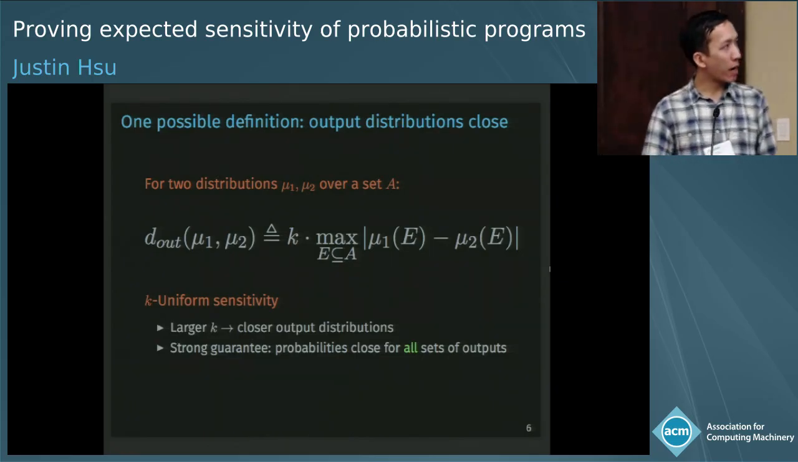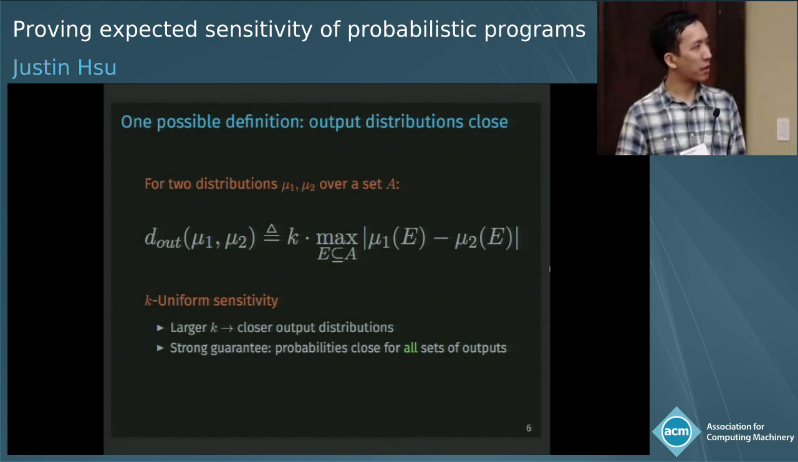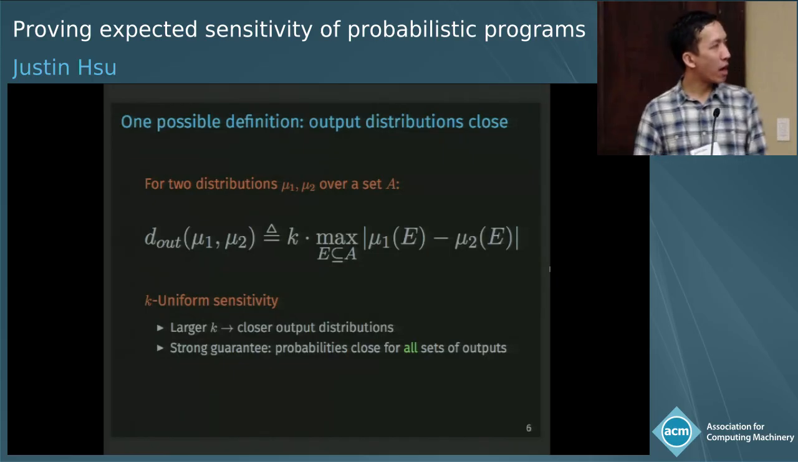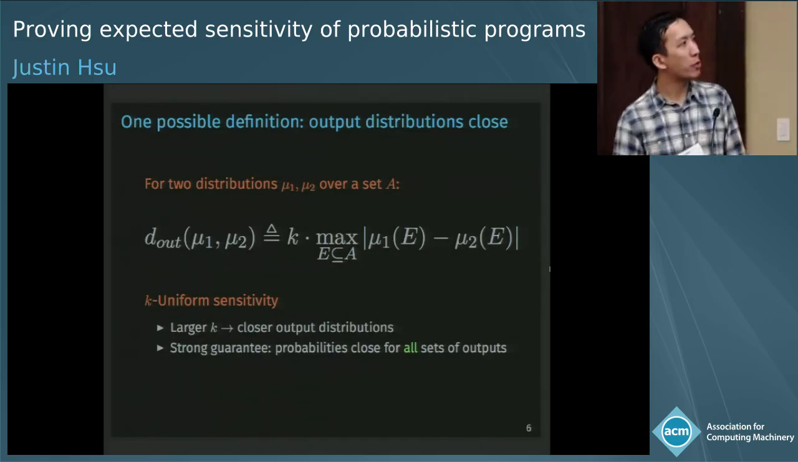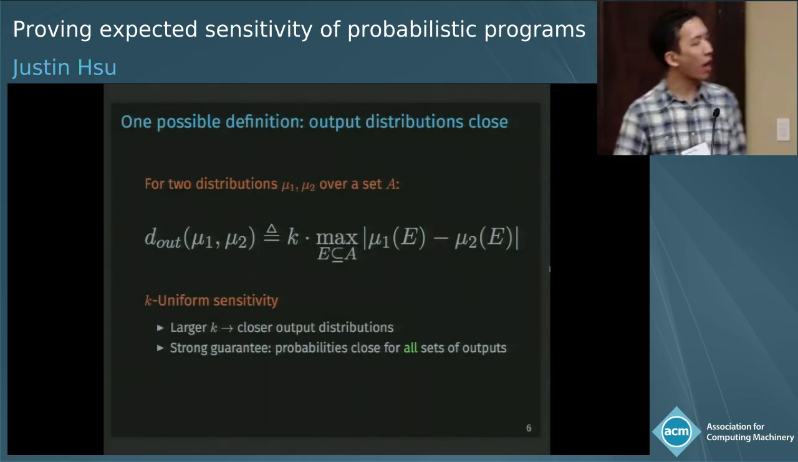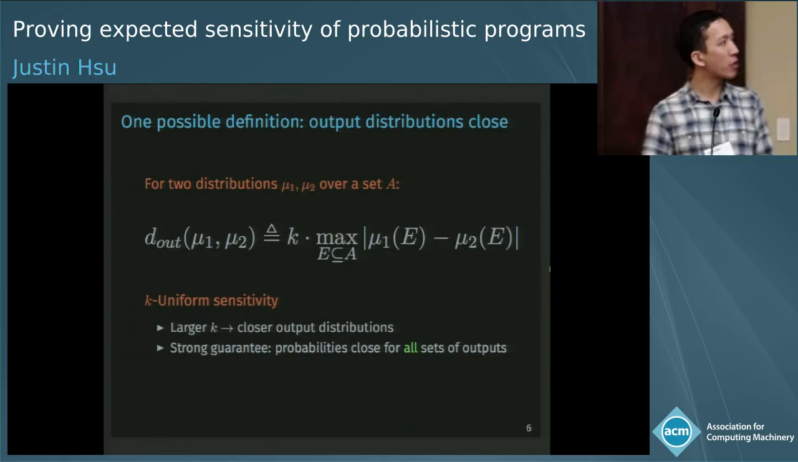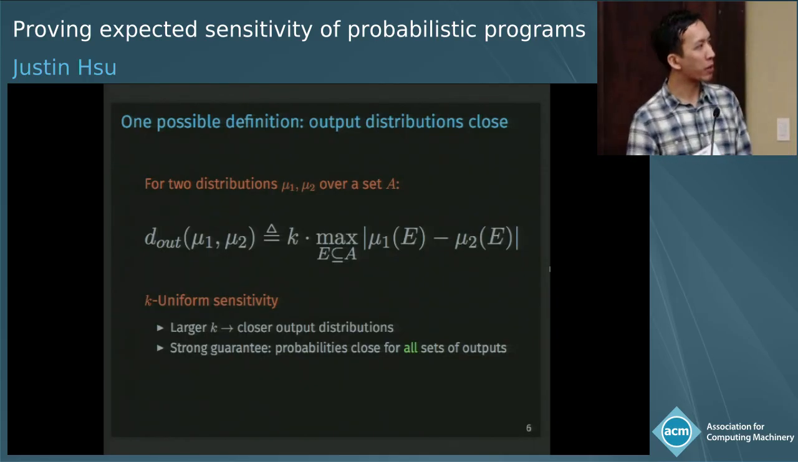So the point is that this parameter k controls the strength of this sensitivity guarantee. When k is larger, to achieve the same distance between distributions, the difference between probabilities, the second term there, must be smaller. So when k is larger, k-uniform sensitivity means that the distributions must be closer together for corresponding inputs.